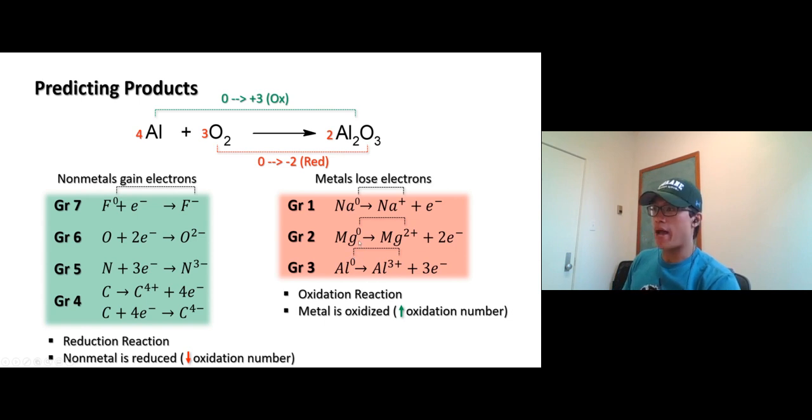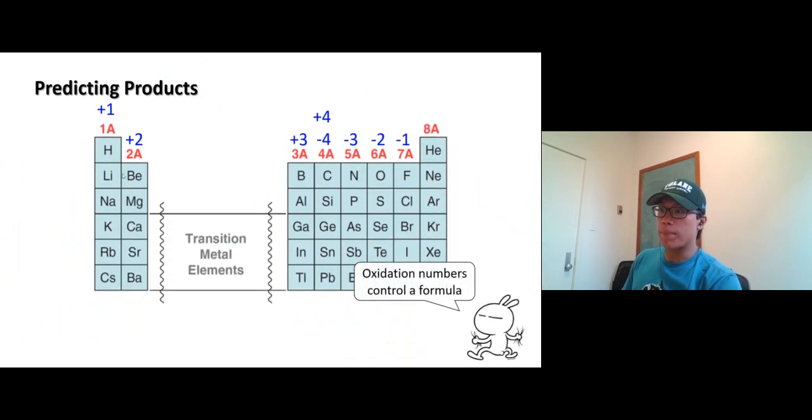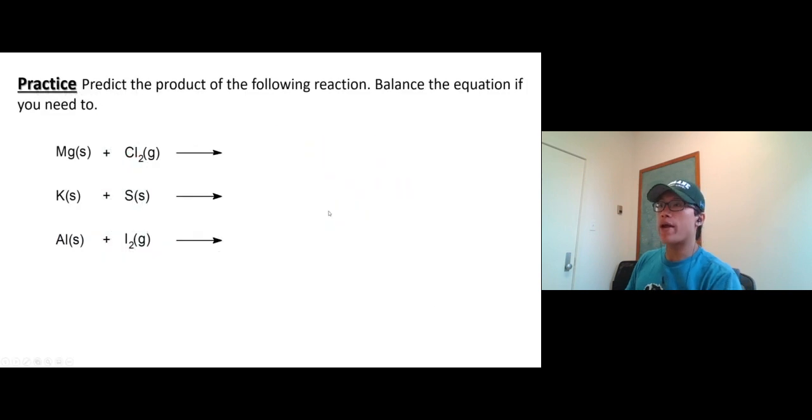Okay. All right, and just to remind you: group 1 plus 1, group 2 plus 2, group 3 plus 3, group 4 can be either. Group 5 negative 3, group 5 negative 2 with oxygen. Group 6 negative 2, and group 7 negative 1. Group 8 doesn't do reaction. Okay, all right, now predict the product and balance the equation.